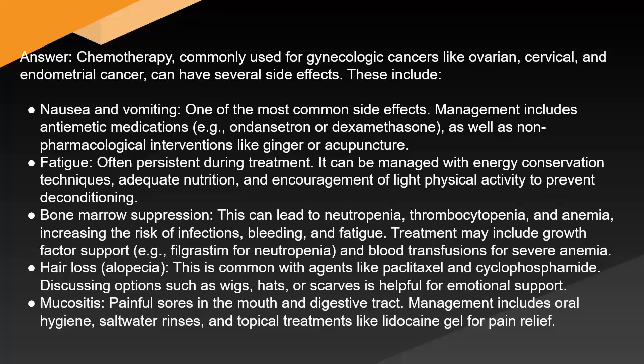Bone marrow suppression: This can lead to neutropenia, thrombocytopenia, and anemia, increasing the risk of infections, bleeding, and fatigue. Treatment may include growth factor support, filgrastim for neutropenia, and blood transfusions for severe anemia. Hair loss, alopecia: This is common with agents like paclitaxel and cyclophosphamide. Discussing options such as wigs, hats, or scarves is helpful for emotional support. Mucositis: painful sores in the mouth and digestive tract. Management includes oral hygiene, saltwater rinses, and topical treatments like lidocaine gel for pain relief.